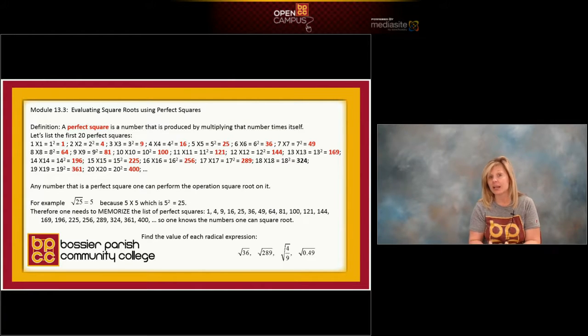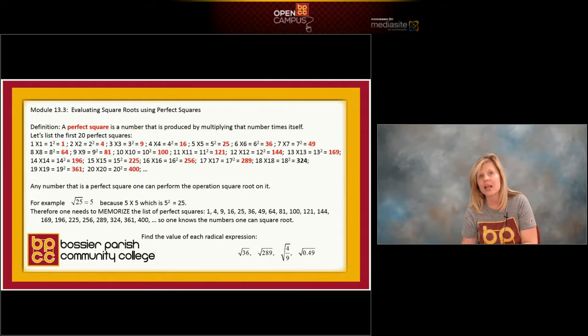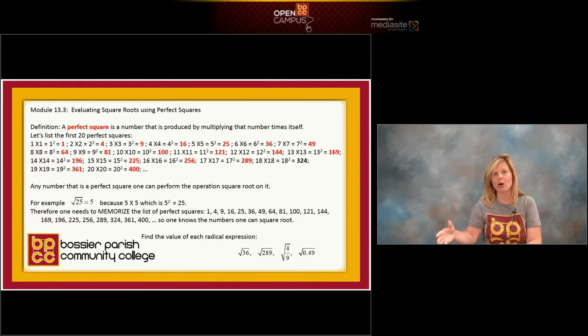Now, again, that list can go on indefinitely, but for the sake of mathematics class, we try to work with those smaller numbers. Any number that is a perfect square can be written with the exponent 2. We all know 9 is 3 squared. We all know 100 is 10 squared. Well, if you can write that as a square, then we just learned the opposite of squaring. The inverse operation is square rooting. Therefore, any number that's a perfect square, you can square root in your head and do no work.